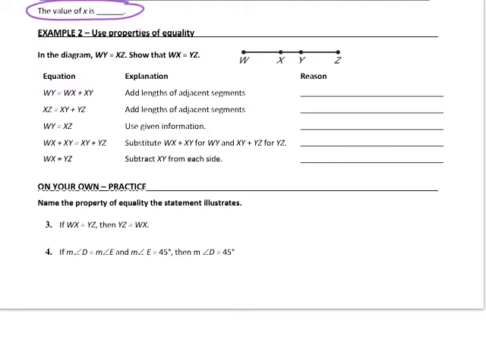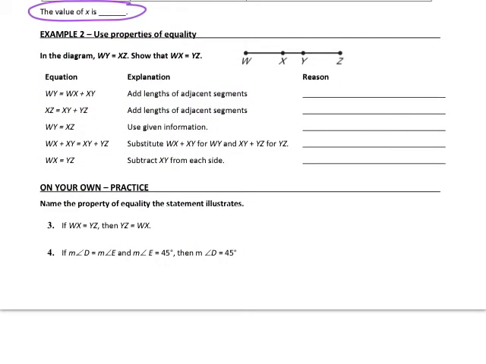And now we're going to do example 2. It says use properties of equality. So for this one, we're actually going to be looking at segments. And we can use the same types of properties for segments as we did for those algebra equations. If we take a look at the equation over here and then the explanation, we're still going to be writing in a property for the reason. We need to become familiar with all of the different properties that we were looking at on the front side.